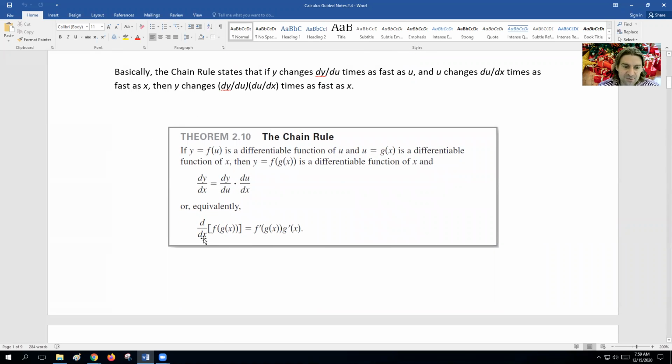What you'll mostly see is the derivative of f of g of x. Think of f as the outside function and g of x as the inside function. What we get is f prime of g of x times g prime of x. So we take the derivative of the outside, leave the inside alone, then multiply by the derivative of the inside.